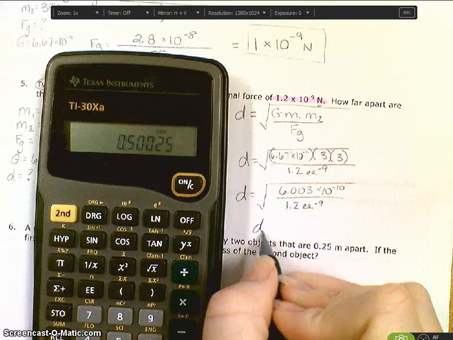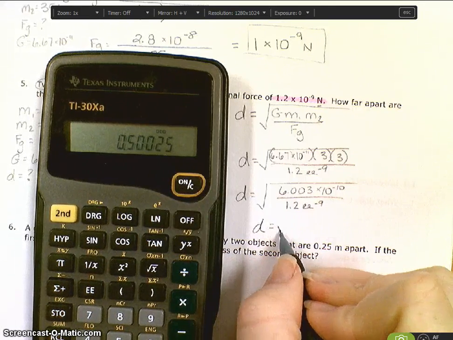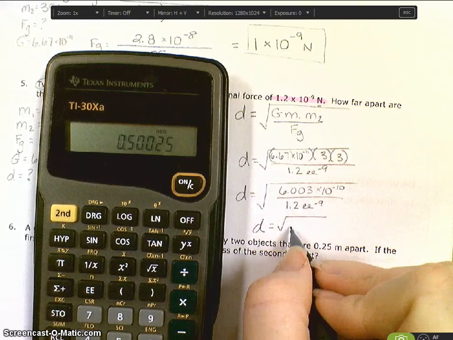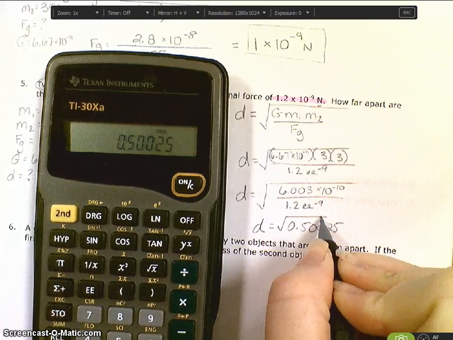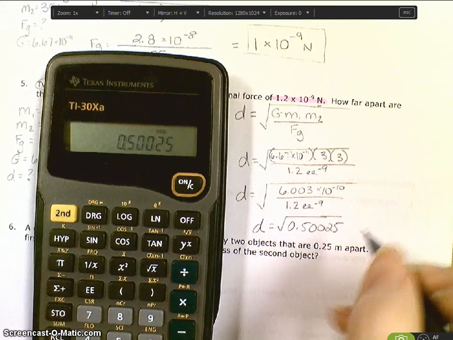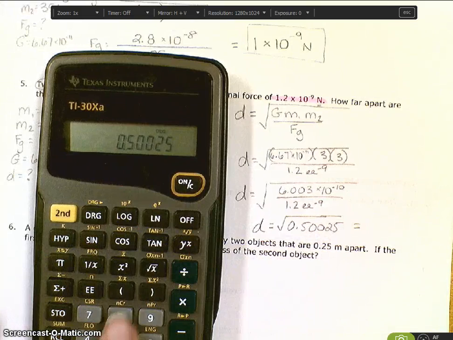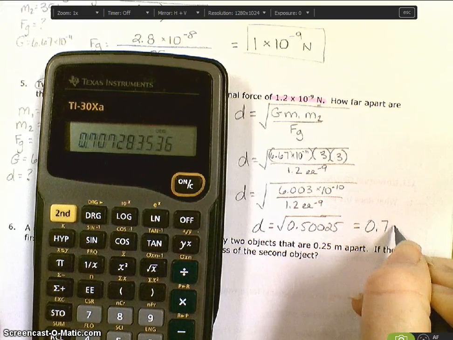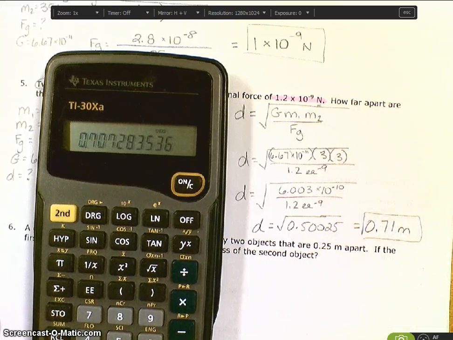I end up with an answer of D equals, oh, and I was about to make another mistake. Remember, I still have that square root sign all around this. Okay, that's why this is helpful, so you've already got it written down there. Otherwise, you might think, oh, looks like a good number, I'm done. I'm not done. I have to take the square root, and so I end up with an answer of 0.71 meters. And that looks much better.